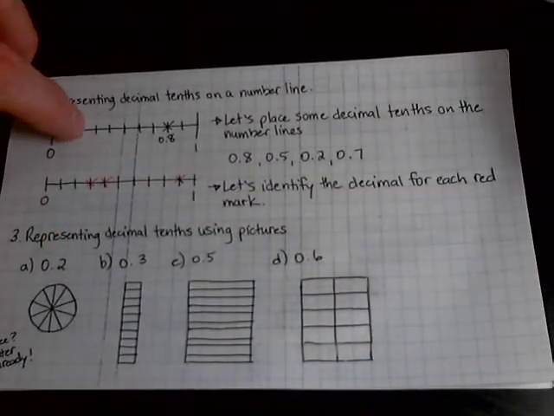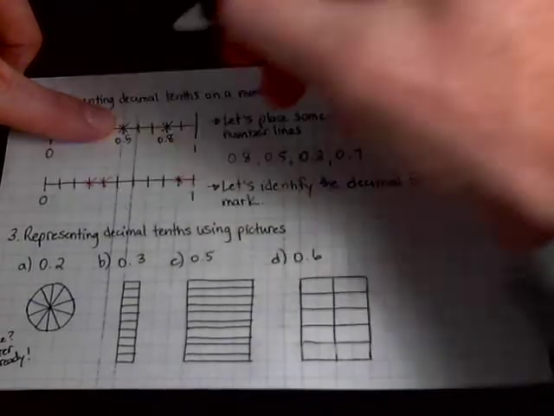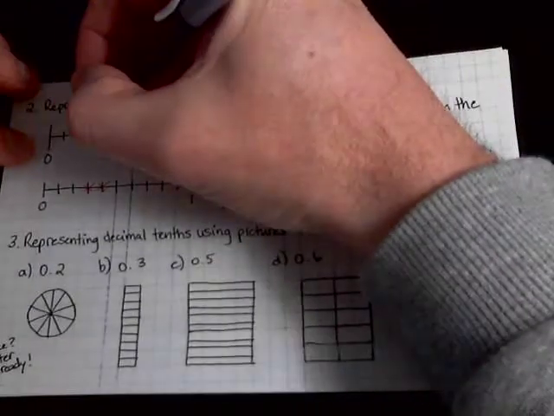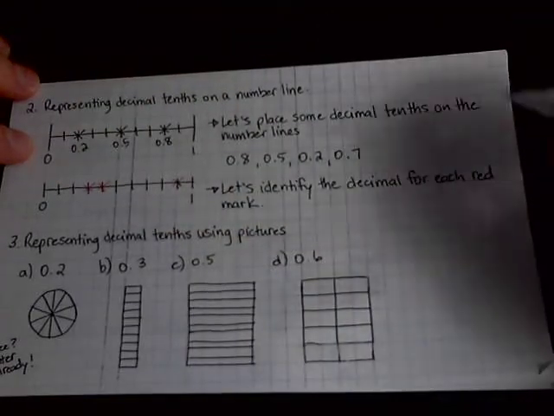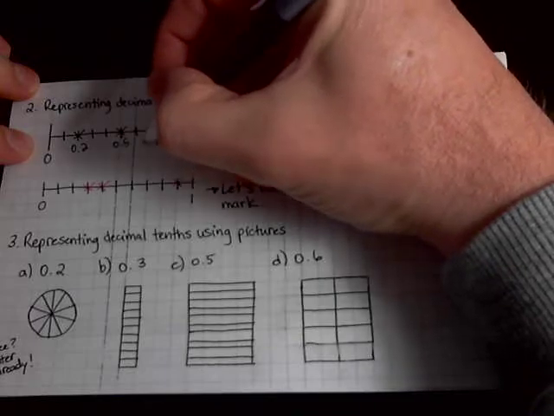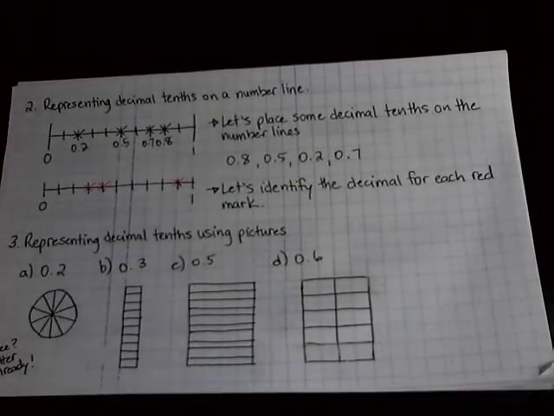0.5 would go 1, 2, 3, 4, and then 5. So 0.5 would go here. Just write down 0.5. 0.2 would go right here. And then I have 0.7, which I can put right here. Sorry, that's a little close together. But that's where I can label them on a number line.